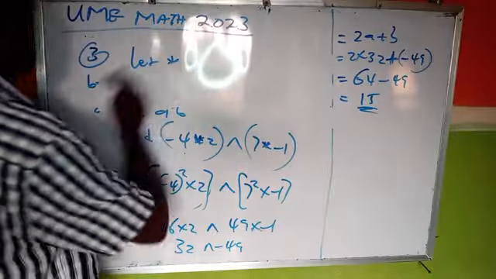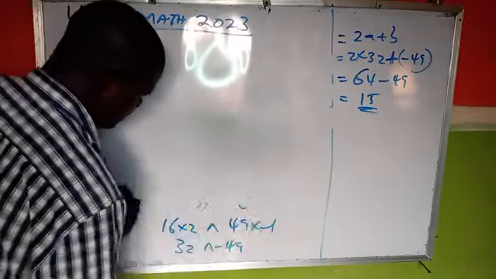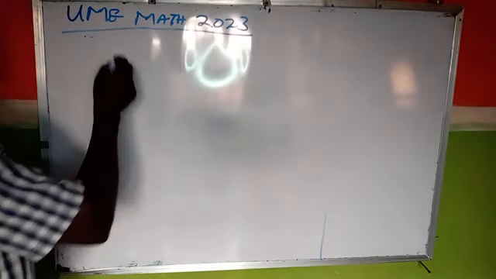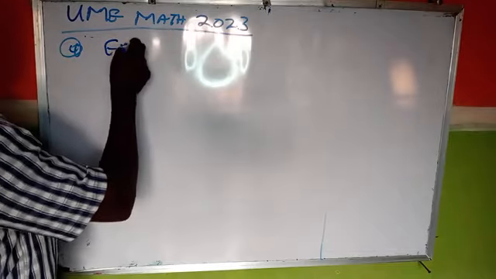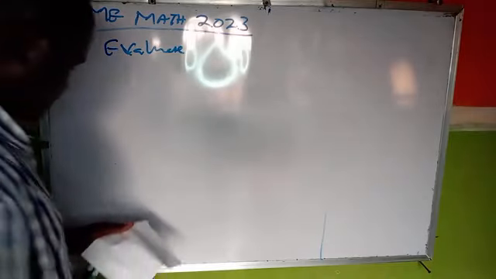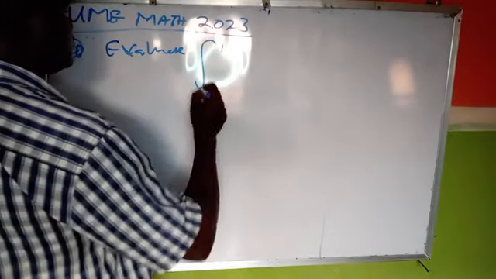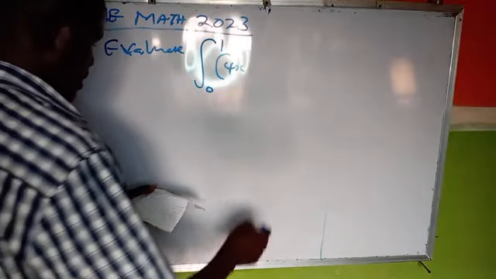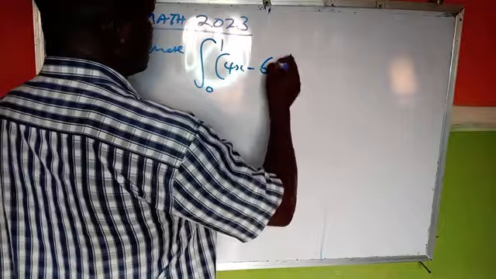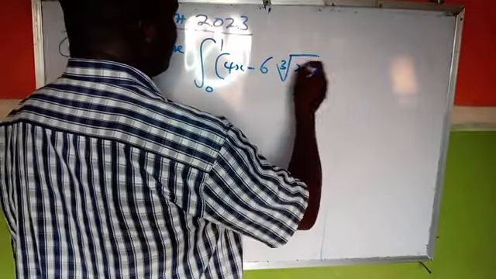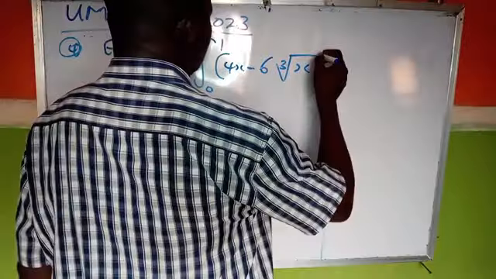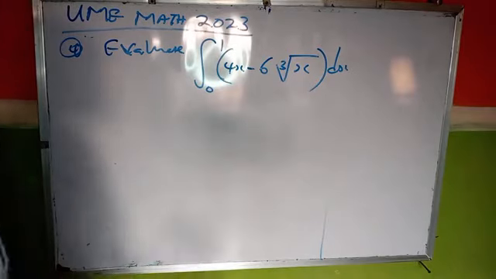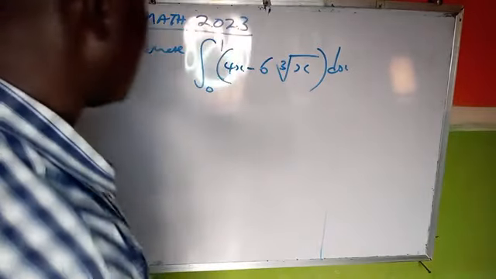Now, again, you have to evaluate this, question 4. Evaluate the integral of 4x minus 6 cube root of x, you have this in brackets, dx. This is integral calculus, definite integral.